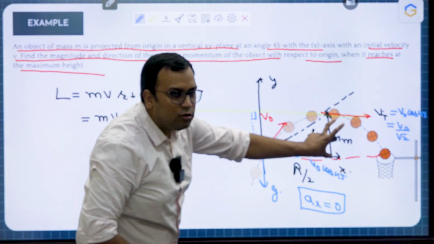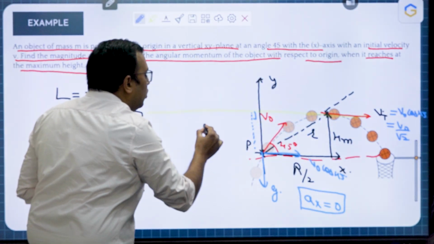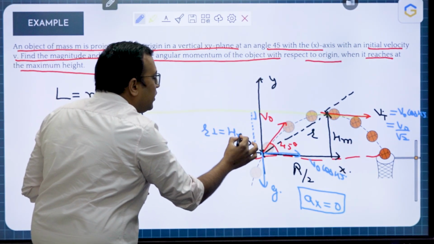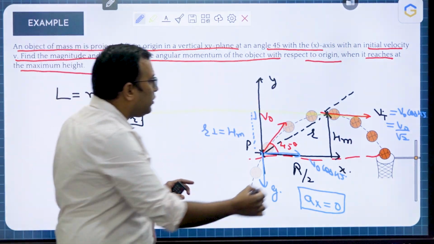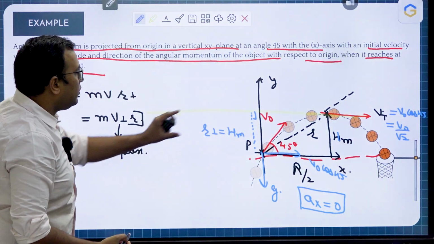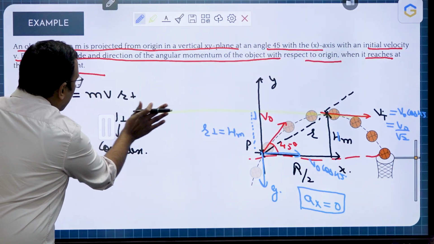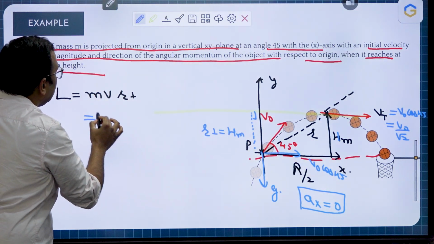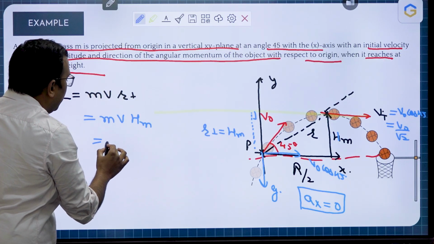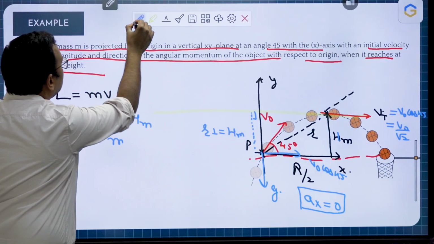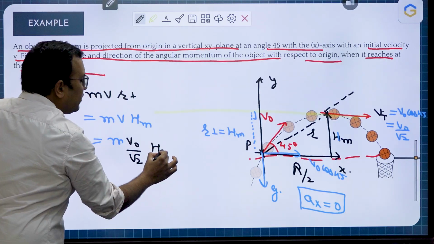So clearly you can all see one thing, that perpendicular distance is equal to how much? H max, right? This is H max, right? So I got perpendicular distance is h max, and if perpendicular distance is h max, can I say simply that my angular momentum is m into v into h max, or m into v can be written as how much? V can be written as v0 by root 2 into h max.